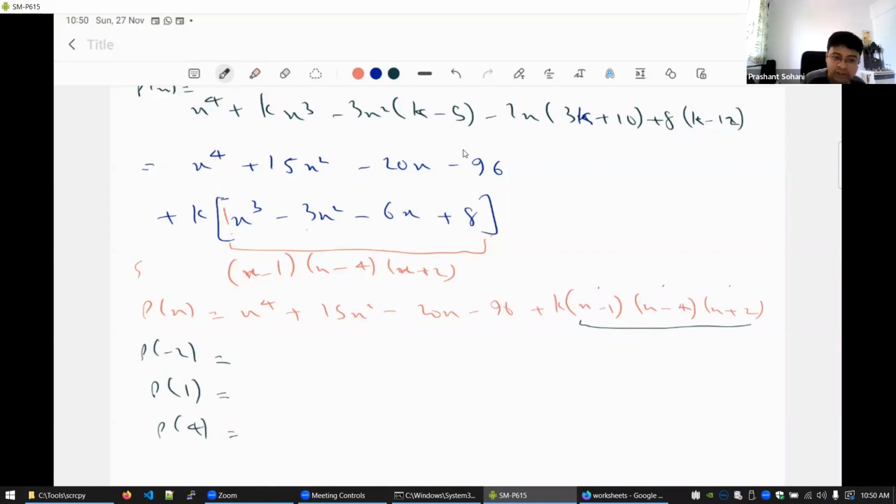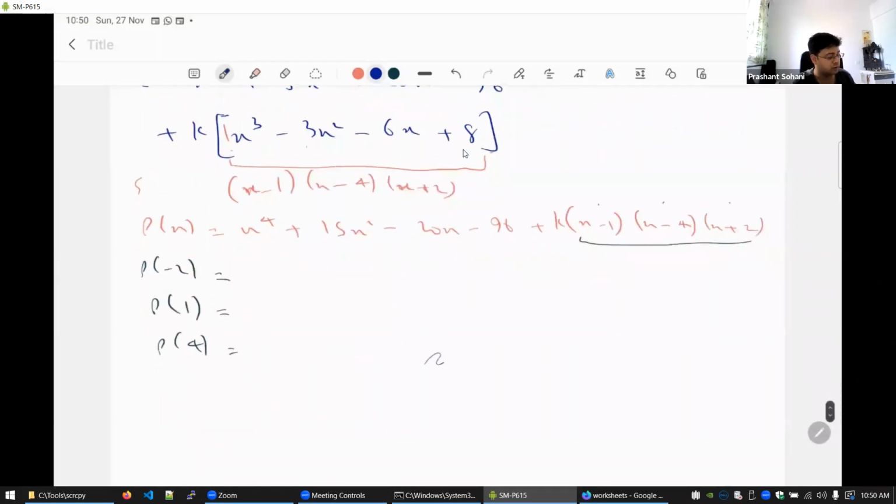Actually, you know what? I am not even interested in the value. But observe something about these three quantities. If I try to draw a graph of this polynomial, what will it start to look like now? So we are computing it at -2, 1 and 4.